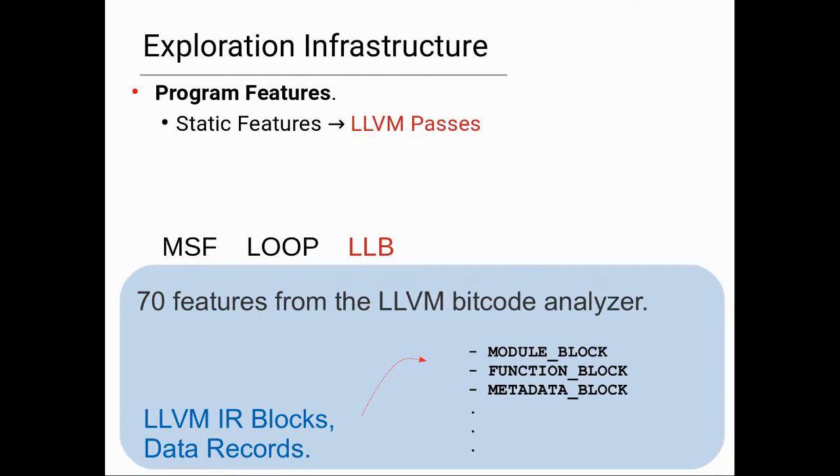The LLB path derives its filters from the bitcode analyzer. We call an LLVM bitcode an encoding of the LLVM intermediate representation in a string of bits. These encoded instructions include elements such as blocks and data records.